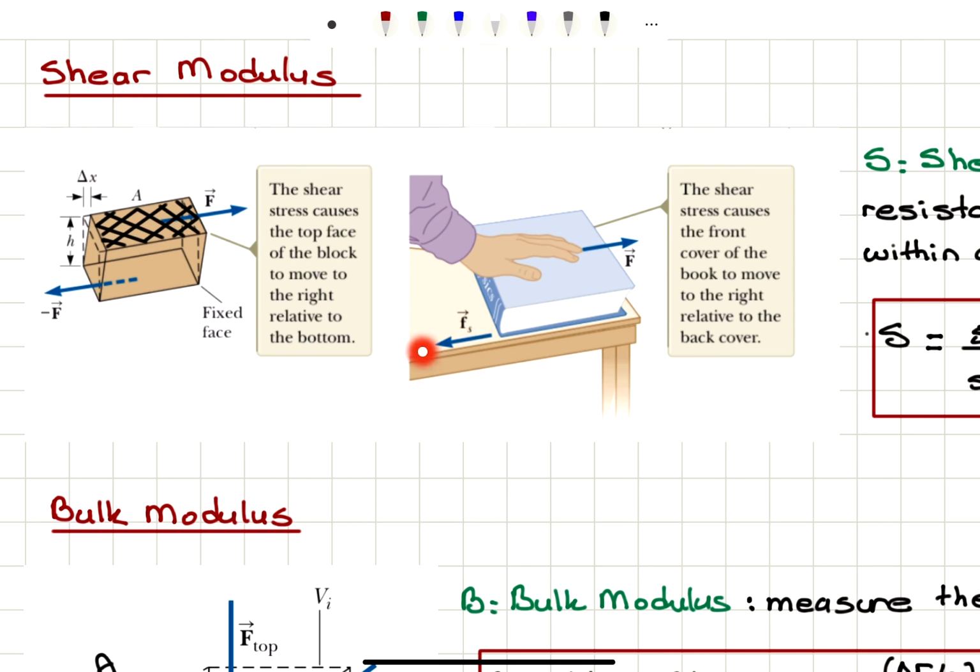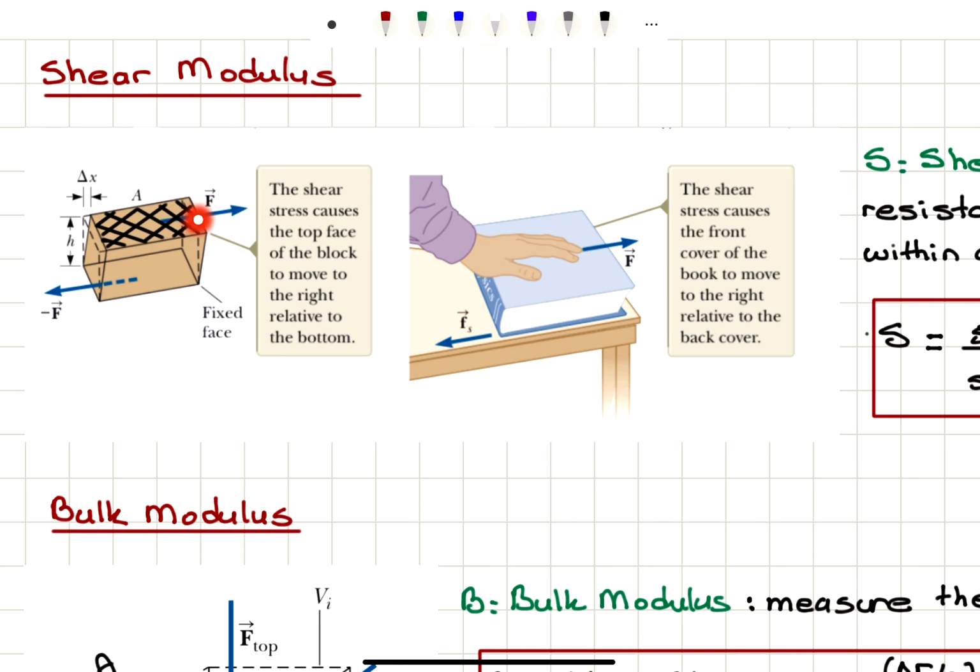So this static friction will be opposing the applied force. It will be equal to minus F if the object does not move. So before the object starts moving, what we see is that the top plane will move a distance delta x in the direction of the force, and h is the distance between the top plane and bottom plane. So we have a force couple here, and we see that one plane is moving with respect to the other plane by an amount delta x. So this is called shear stress.